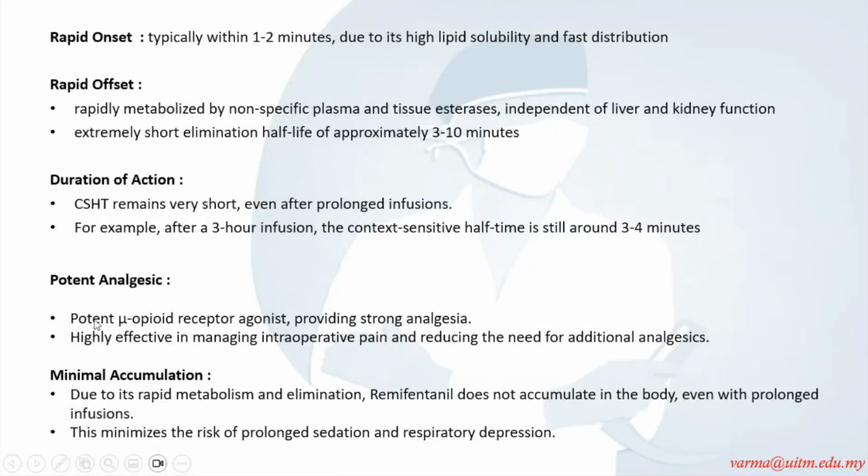It's a potent analgesic, a potent mu-opioid receptor agonist, providing strong analgesia, highly effective in managing intraoperative pain, reducing the need for additional analgesics. If you are running a remifentanil infusion, most of the time you have no need to give any other analgesic unless you are practicing multimodal analgesia. Just before waking up the patient, 30 minutes before, you're going to give morphine or other analgesia for post-op pain. So that's why the keyword here is intraoperative pain.